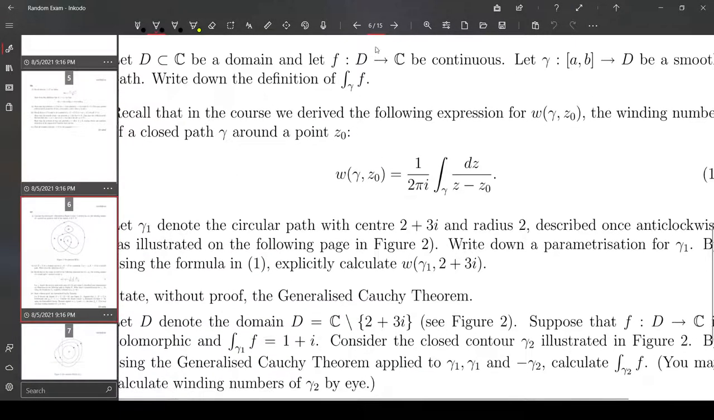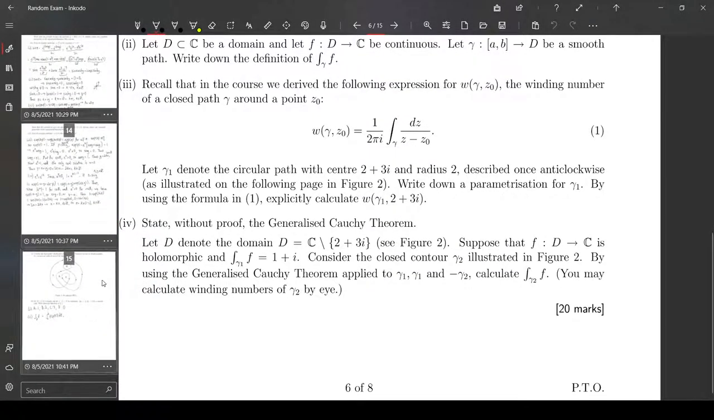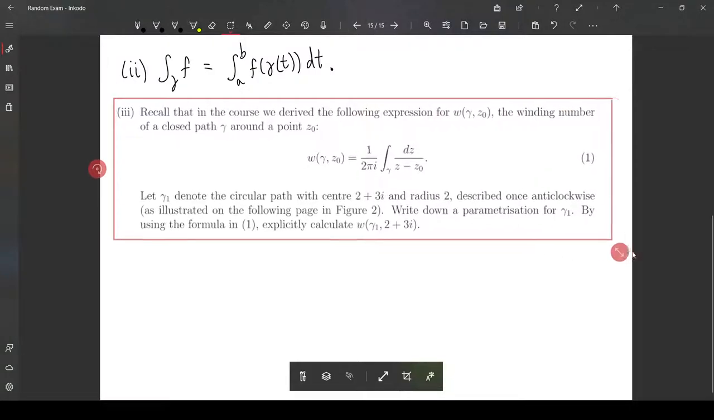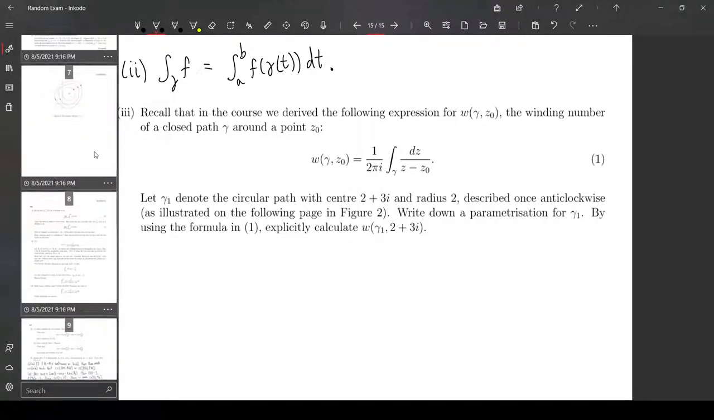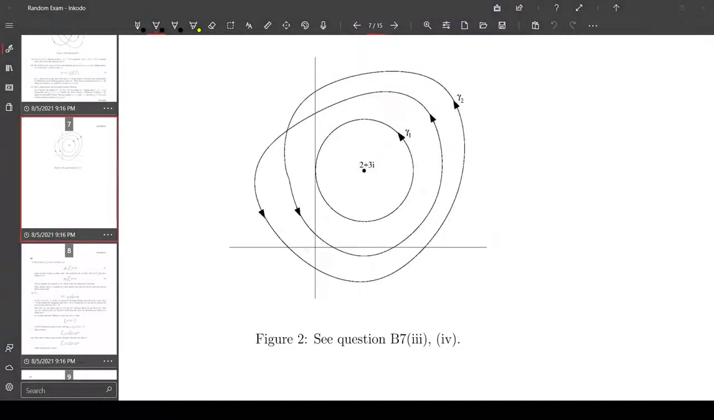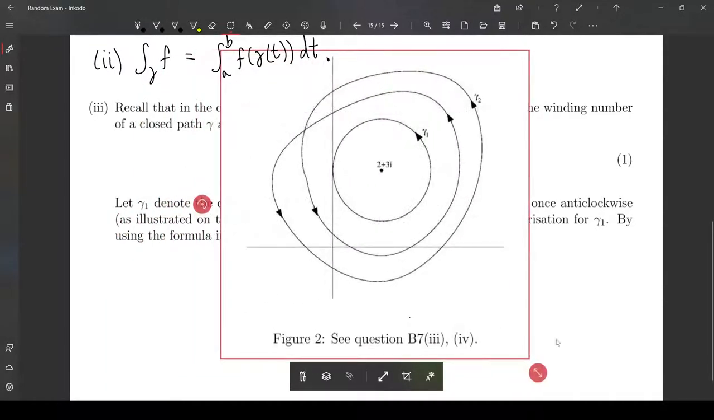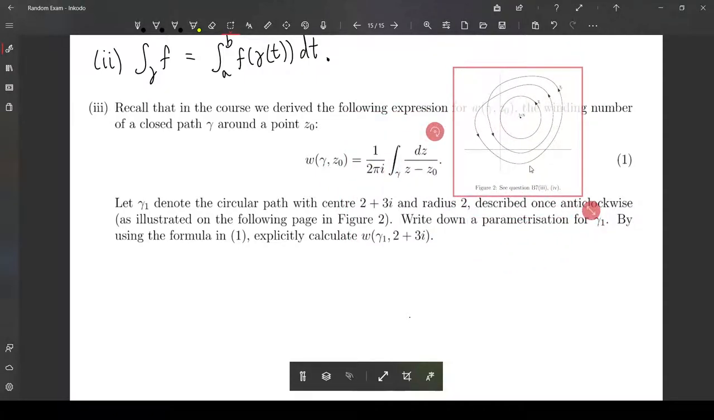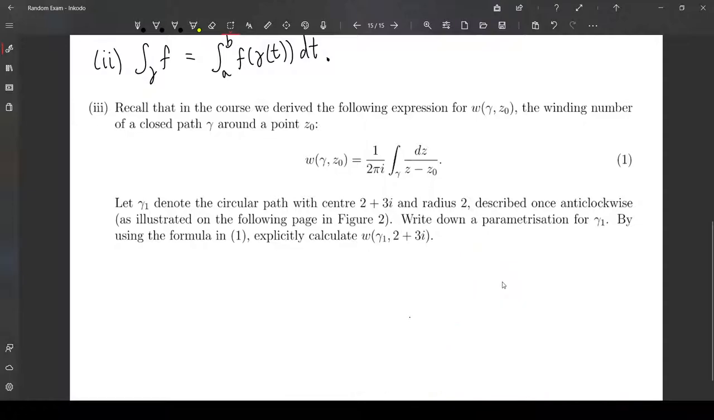Okay. So far, so good. So I'll go ahead and paste this. All right, recall that we derived the expression for the winding number with this integral. Oh, yeah, so there's this figure. I'll paste that, and then I only need it partially. So gamma 2, it looks like, wraps around twice. Okay, so gamma 2 is going to be for the next problem.